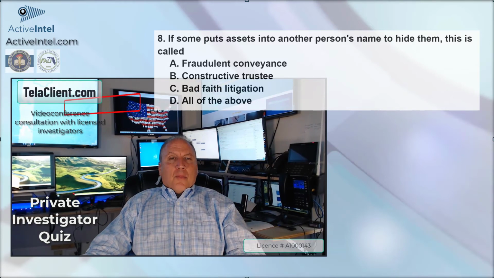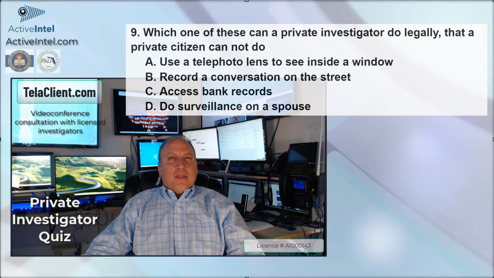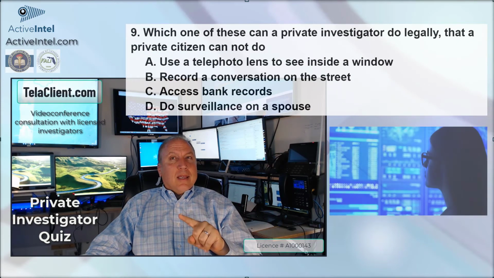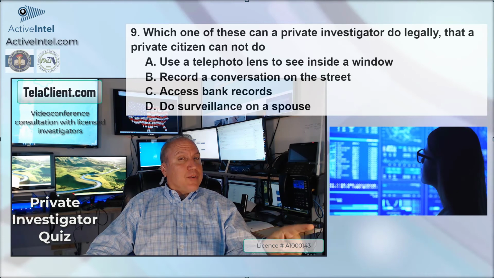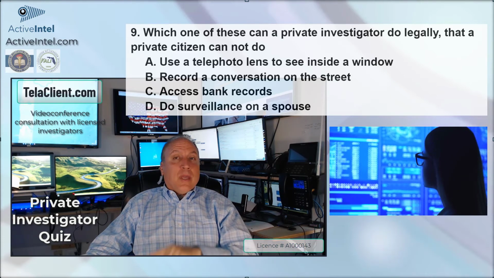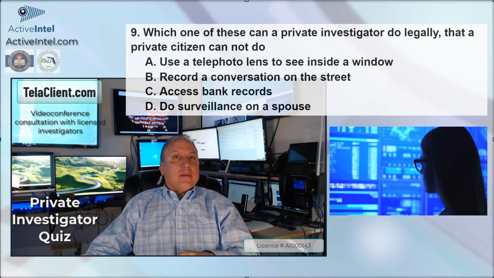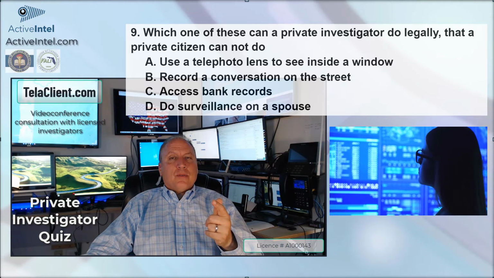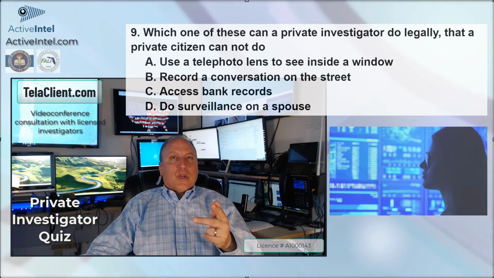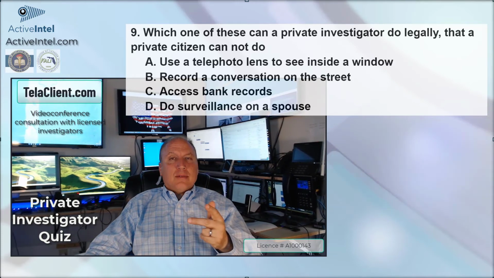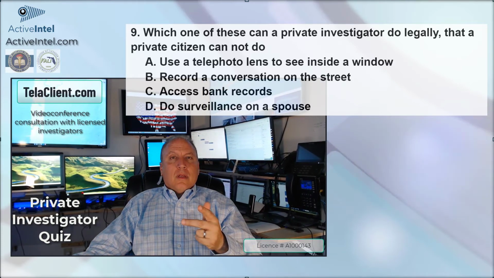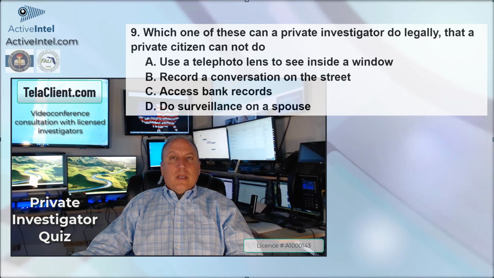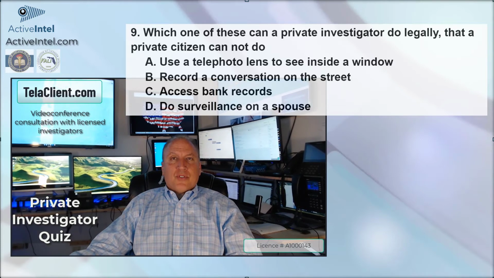All right, last couple, getting to the home stretch. Which one of these can a private investigator do legally that a private citizen cannot do? What can a PI do that you can't do legally? A, use a telephoto lens to see inside of a window. B, record a conversation on the street. C, access bank records. Or D, do surveillance on a spouse.